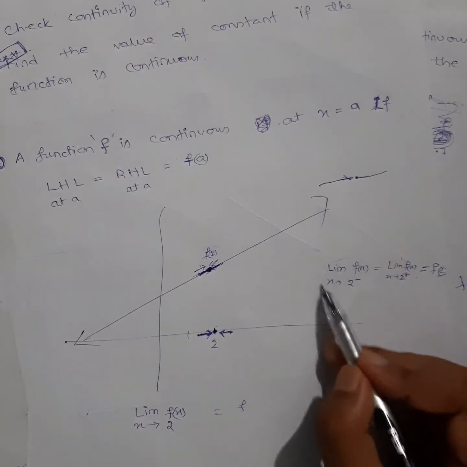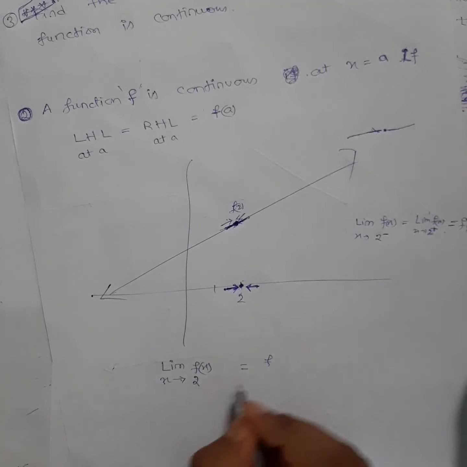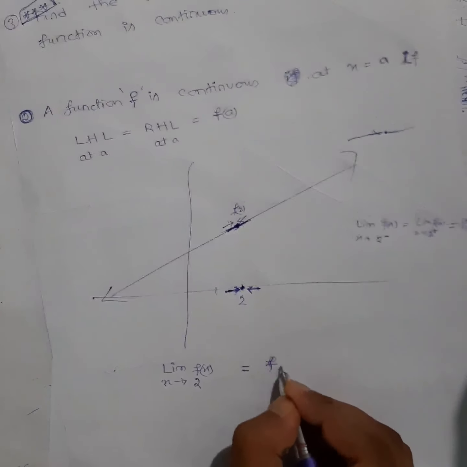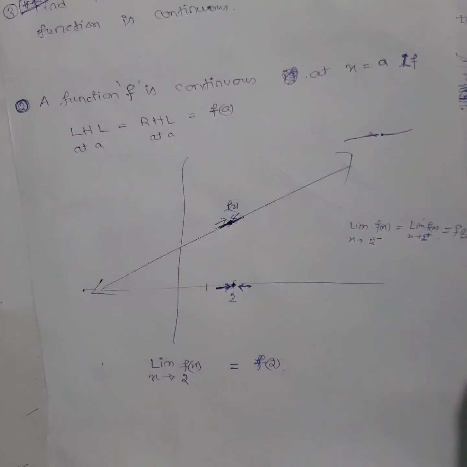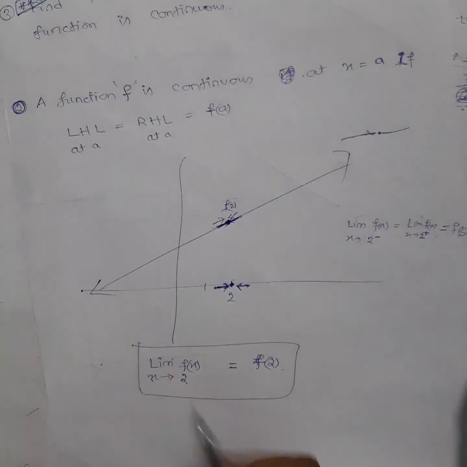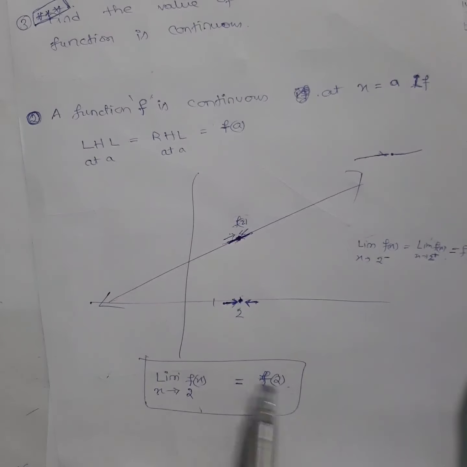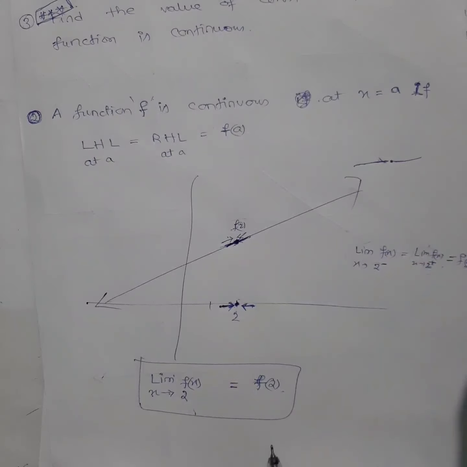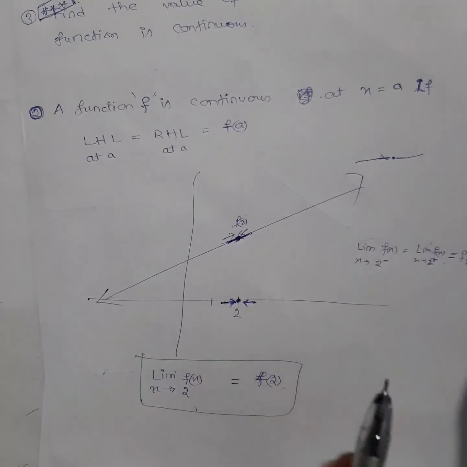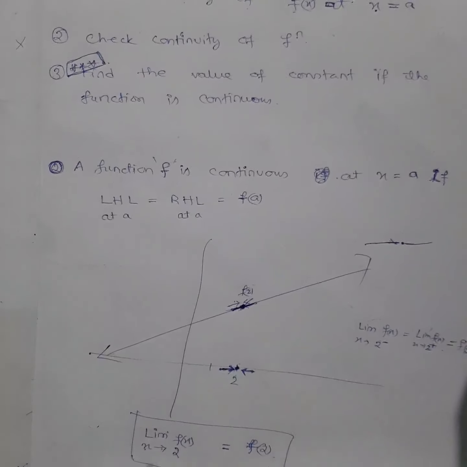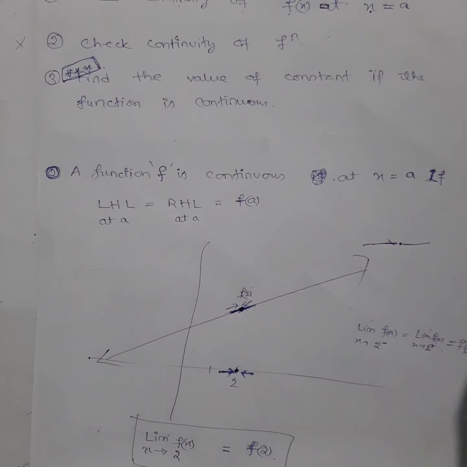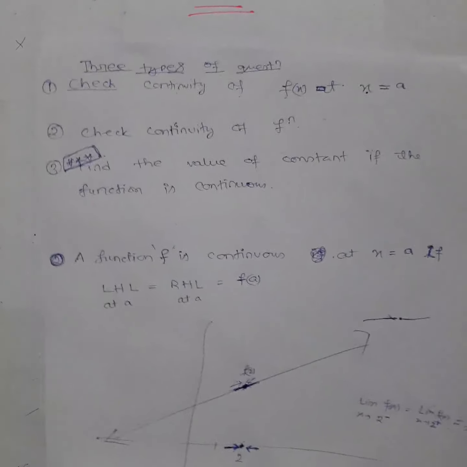So how can you write this? Limit as x tends to 2 of f(x) is equal to f(2). This was the definition, the same thing which I was explaining to you. If you memorize, you can also solve problems, but if you understand, you can solve all the questions better and more easily. Otherwise, if you memorize, I told you, you will get confused in some questions.